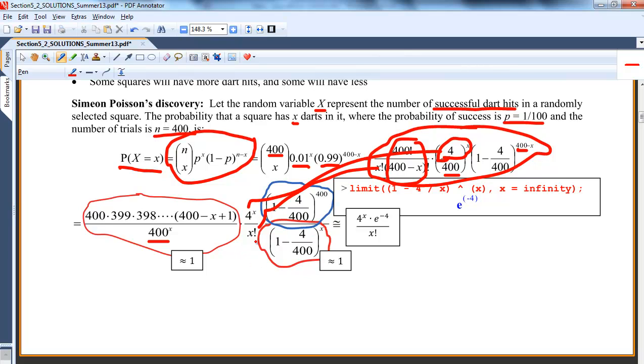This is going to be close to 1. Even raised to the x is close to 1. This right here, you might remember as a limit from calculus. The limit of (1 minus 4 over x) raised to the x power is actually e to the negative 4. I realize we're only going to 400 here, but if you took this to infinity, this is what you'd get. So here is a nice approximation to this original binomial that was right here.